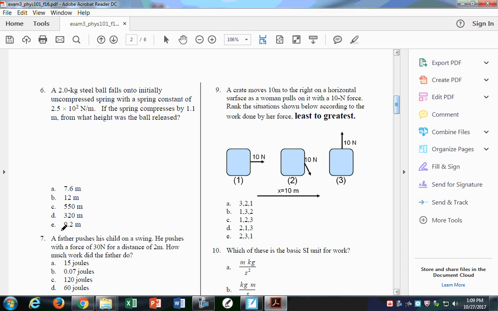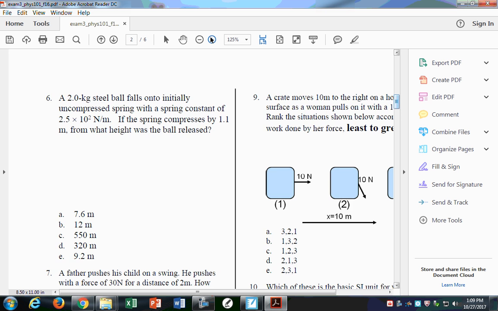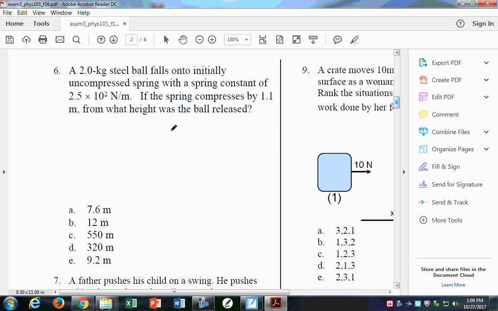Okay, number 6 is good. We haven't talked about this today, but it's very similar to the ones dealing with gravitational potential energy, except instead of dealing with gravitational potential energy, you're dealing with elastic potential energy. So what you have here is a 2 kilogram steel ball, and it falls onto a spring like this that has a spring constant of 250 newtons per meter. And I want to know, if the spring compresses by 1.1 meters, then what height was it released from?